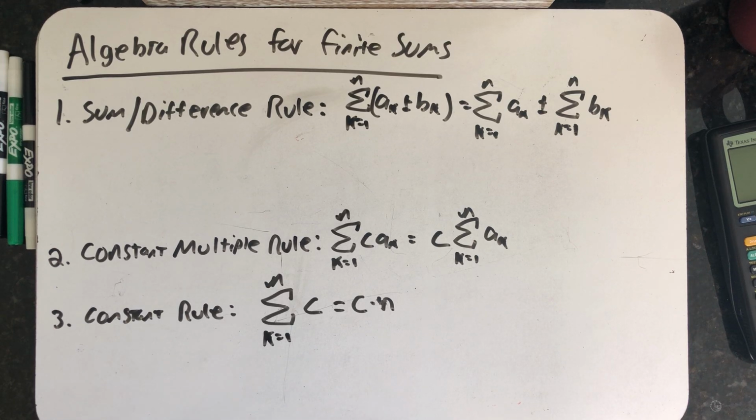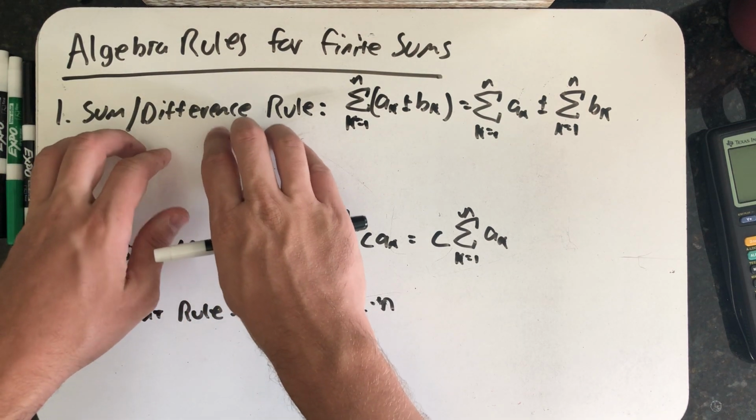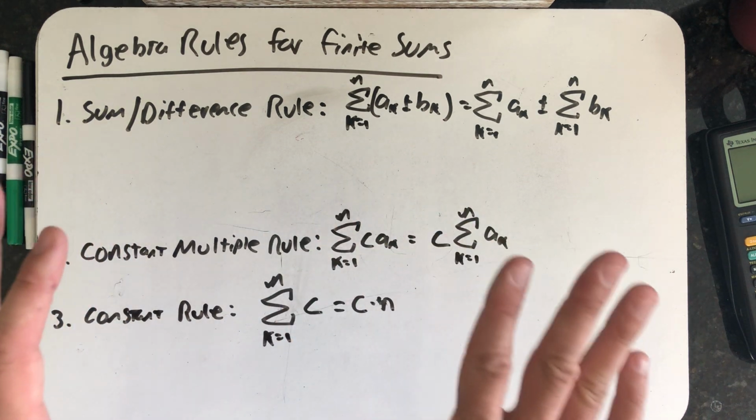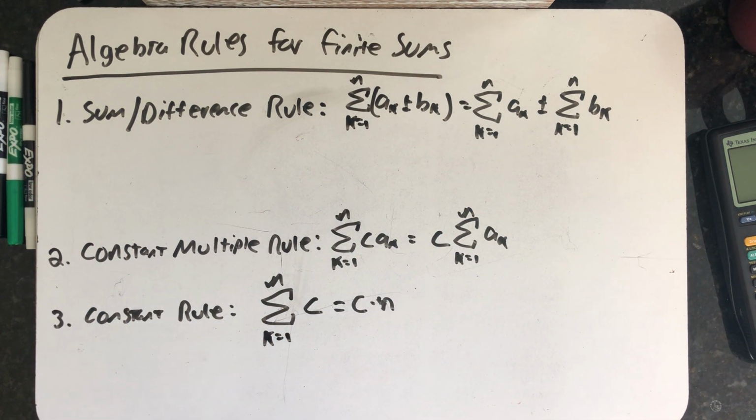To better work with sums, it's important to know algebra rules for finite sums. We have 3 different rules. Your author in the textbook actually writes these down as 4 different rules, but I've always thought writing the sum and difference rule down as 2 separate rules is silly because, of course, addition and subtraction are the same thing, right? Because when you're subtracting, you're just adding a negative.